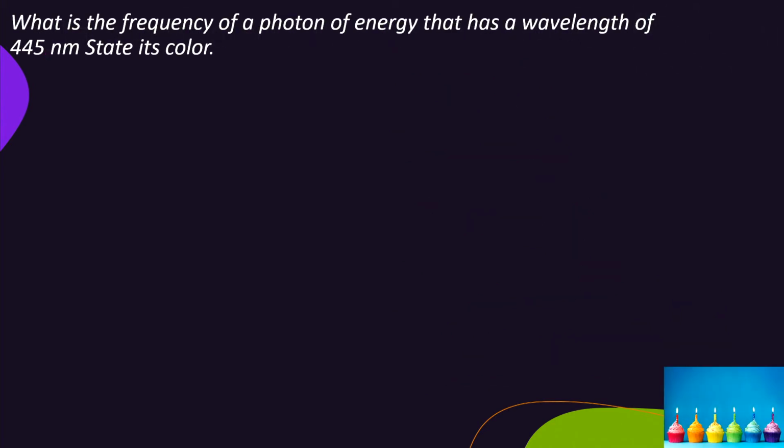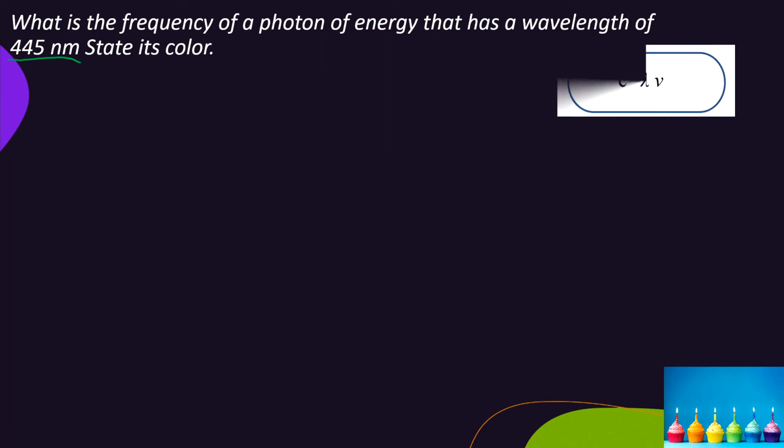Okay, so here's another question, and it reads, what is the frequency of a photon of energy that has a wavelength of 445 nanometers? So this is an example of where we have to take our nanometers and we're going to have to convert it into meters. And once we have it converted into meters, we'll solve for V.